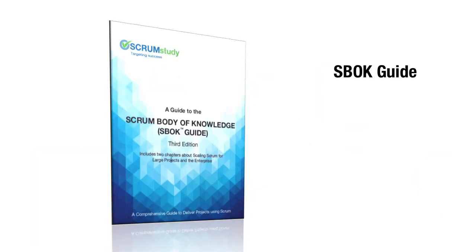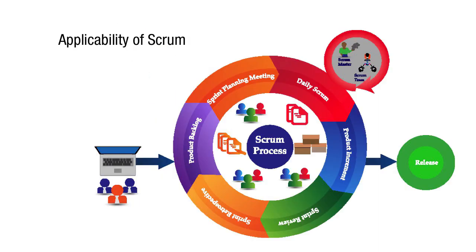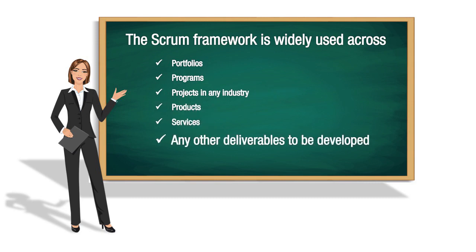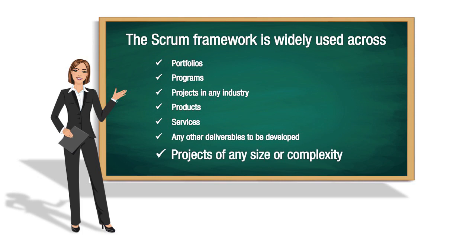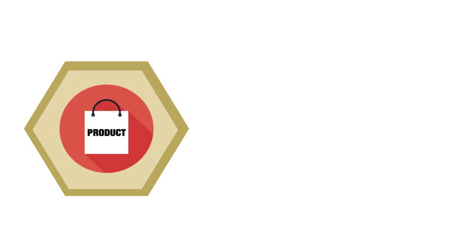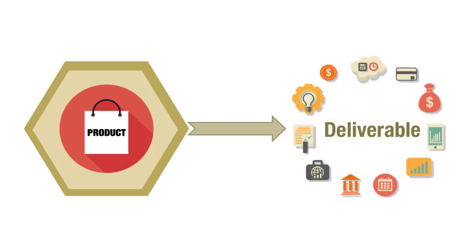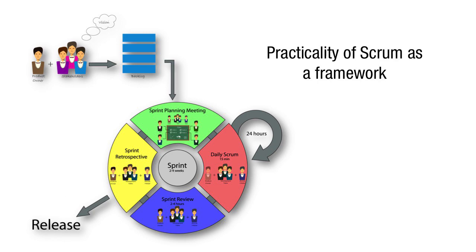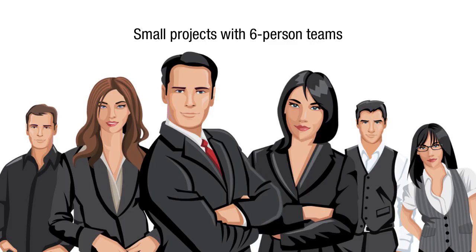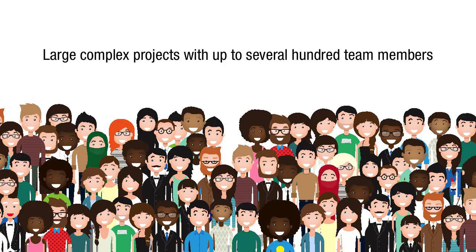Now that we know about Scrum and the SBOK guide, let's see the applicability of Scrum as defined in the SBOK. The Scrum framework is widely used across portfolios, programs, and/or projects in any industry, for products, services, or any other deliverables to be developed in projects of any size or complexity. According to the Scrum Body of Knowledge, the term product may refer to a product, service, or other deliverable. The practicality of Scrum as a framework is that it can be applied effectively to any project in any industry, whether small projects with 6-person teams or large complex projects with up to several hundred team members.